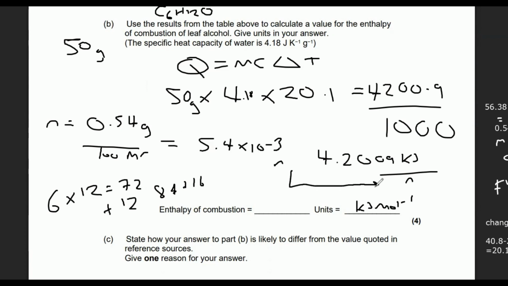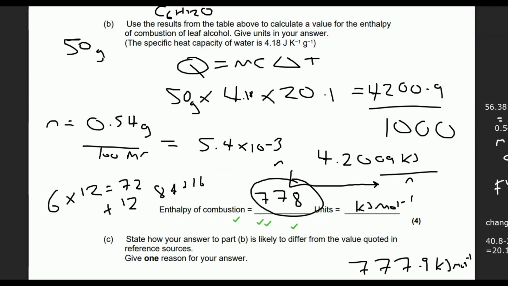So let's go ahead and divide those kilojoules by that and find out what the enthalpy of combustion is. It's going to be 4.2009 divided by 5.4 times 10 to the minus 3, which equals 777.9 kJ per mole. We can round that to 778. Boom. And there's 4 marks. 1, 2, 3, 4. Right, let's move down.